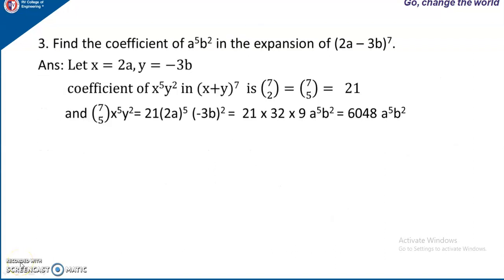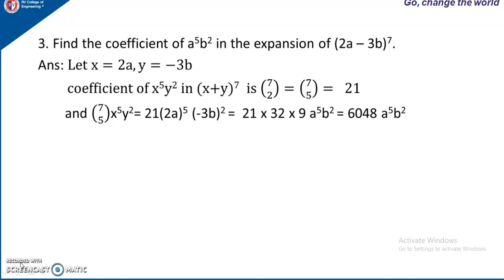Another example, find the coefficient of a^5 b^2 in the expansion of (2a - 3b)^7. Let x is equal to 2a and y is equal to minus 3b. The coefficient of x^5 y^2 in (x + y)^7 is 7 choose 5, which is equal to 7 choose 2, which is equal to 21.